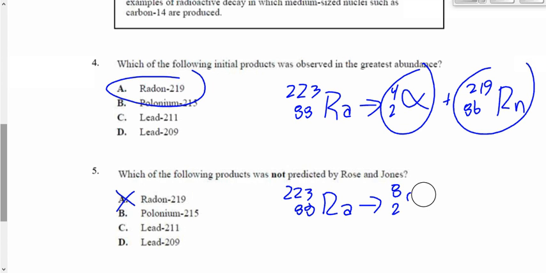Oops, that's beryllium, right? Well, what's that going to be? 8 plus 215, 2 plus 86. No, sorry, that should be a 4, shouldn't it? And that's going to be, what is 84? Polonium? Okay, well, since they predicted these double alphas, then they would have predicted polonium 215 would have been produced as well.